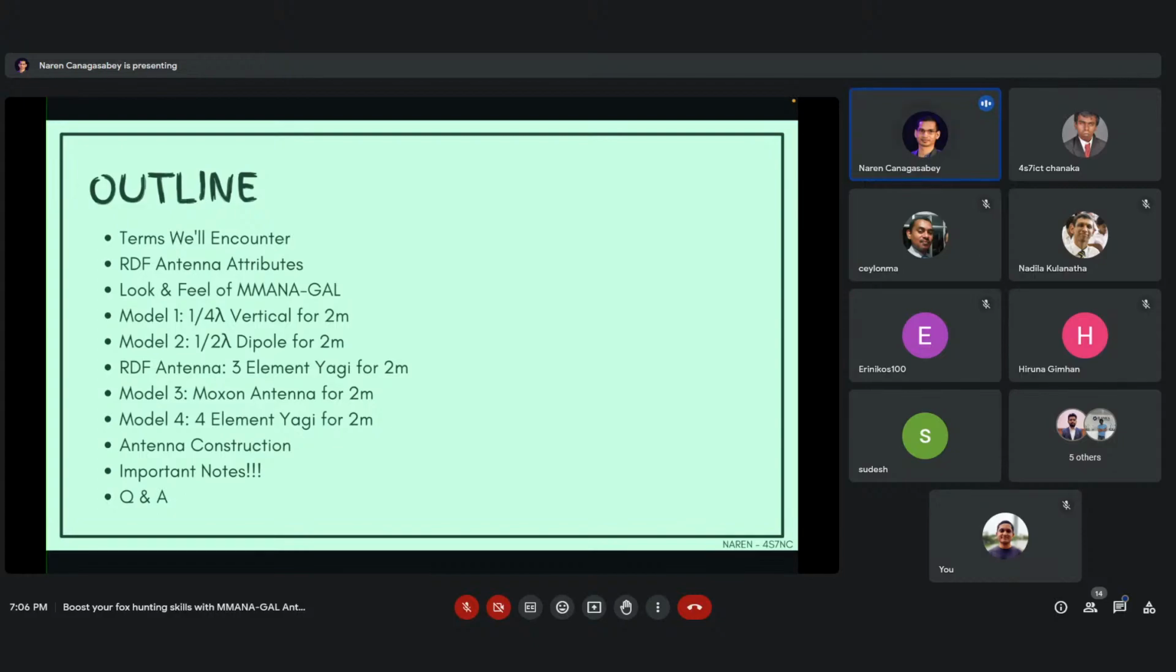Then we are going to move on to antenna construction in terms of materials that can be used and a couple of important notes, critical things to consider when designing your antenna. And finally, we are going to end with a Q&A session.